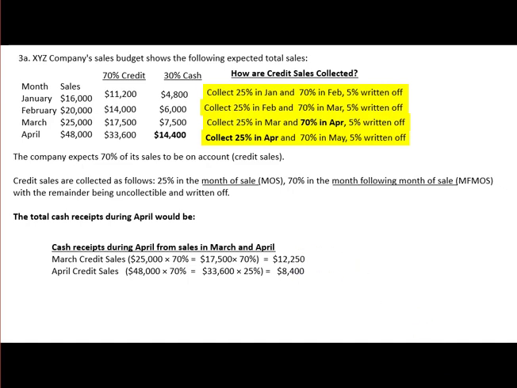And then the last thing we're going to have for April cash receipts will be April cash sales of 48,000 times 30%, which is $14,400. And add these three together, and we'll come up with the total amount collected for April, which would be $35,050. That's the 70% of March sales, the credit sales. That's the 25% of the credit sales for April, and that's the cash sales for April. Total $35,050.